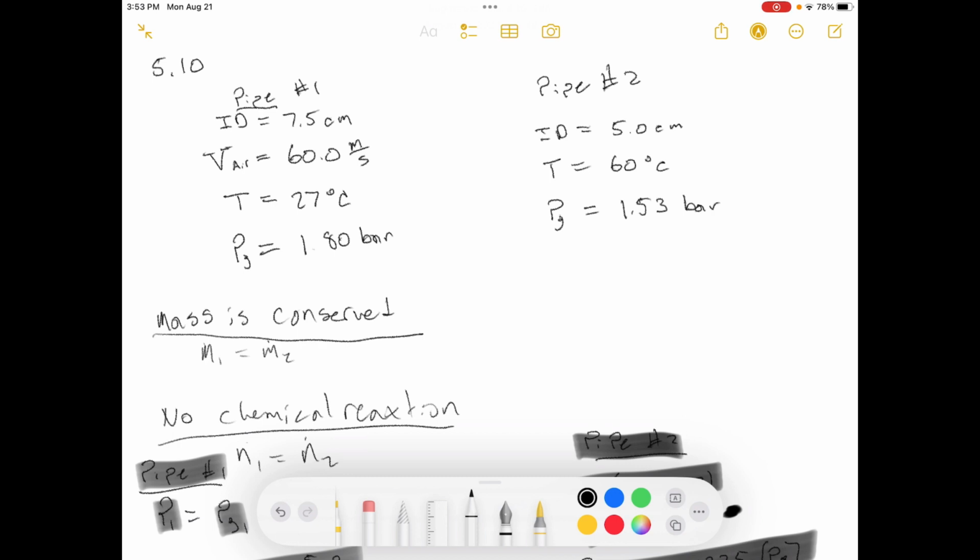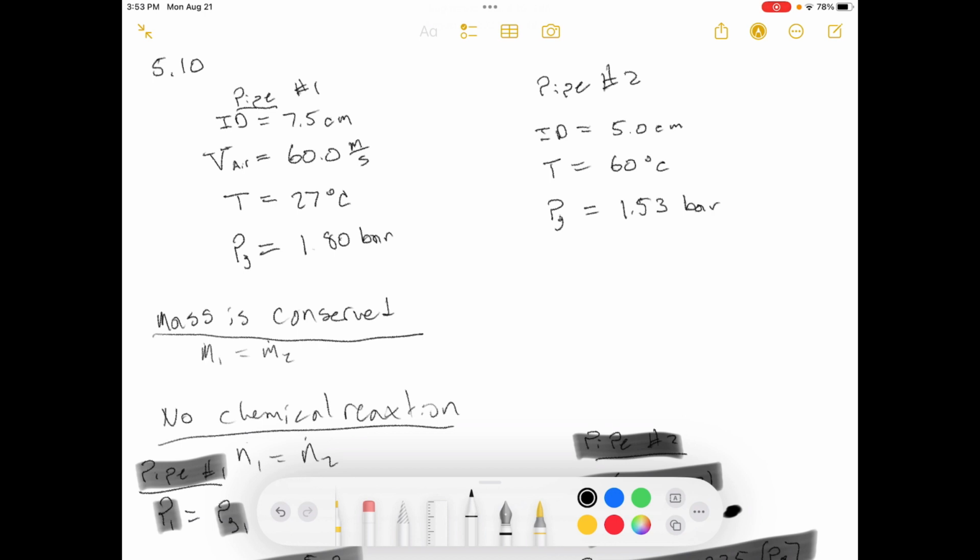Anyway, we are doing a problem from Elementary Principles of Chemical Processes, 3rd edition. We're doing problem number 5.10. A stream of air enters a 7.5 centimeter inner diameter pipe at a velocity of 60 meters per second at 27 degrees Celsius and 1.80 bar gauge. At a point downstream, the air flows through a 5 centimeter pipe at 60 degrees Celsius and 1.53 bar gauge. What is the velocity of the gas at this point?